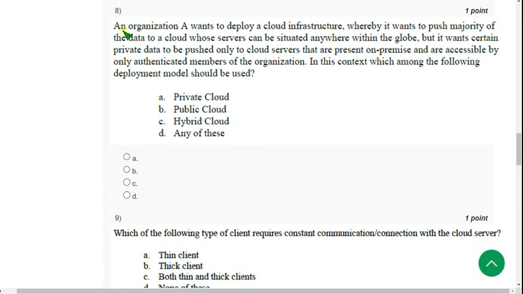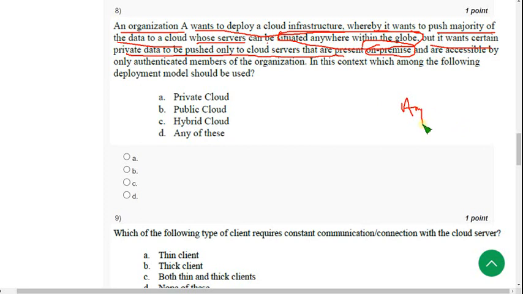So here an organization A wants to deploy a cloud infrastructure whereby it wants to push the majority of the data to the cloud, whose servers can be situated anywhere in the globe. And remember this point, guys, situated anywhere in the globe, and certain private data to be pushed only to the cloud servers that are present on premise. So here it is a combination, right? The majority of data can be present anywhere, and the other should be only on premise.